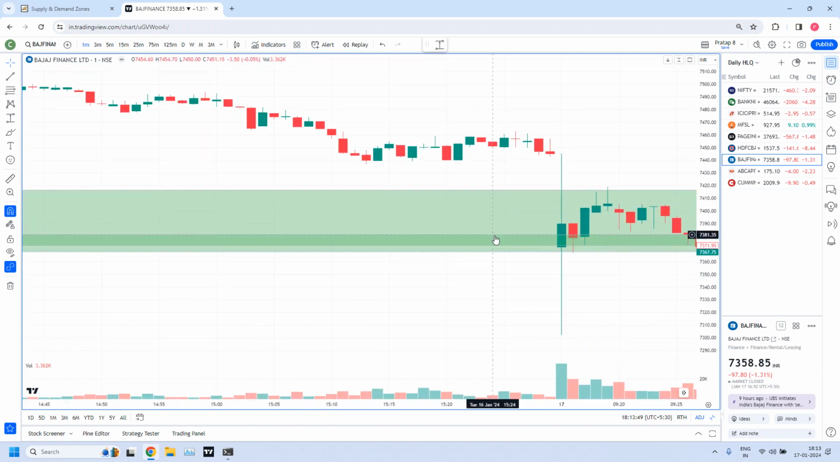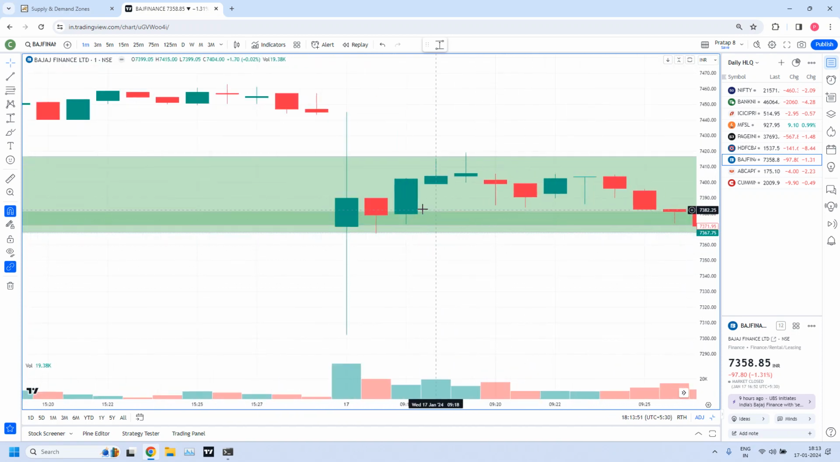This is what happened today. The prices opened below this zone itself. That means you would not have placed an order, because before you could place your order, prices opened below the zone, came down, and after that they recovered. That is a different story. Actually, your trade would not have been executed.